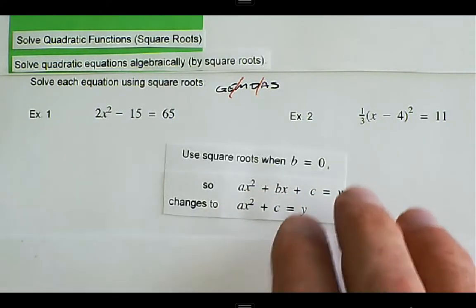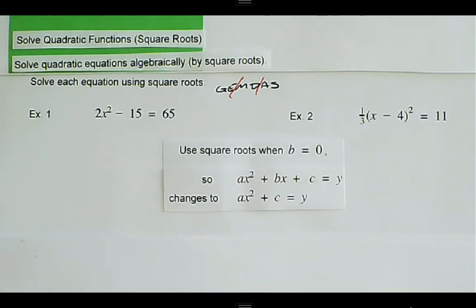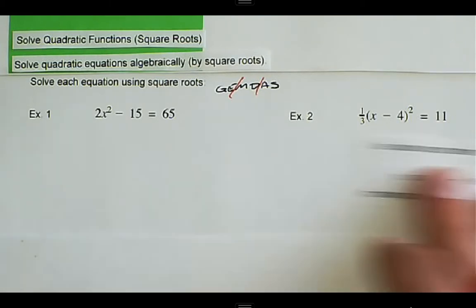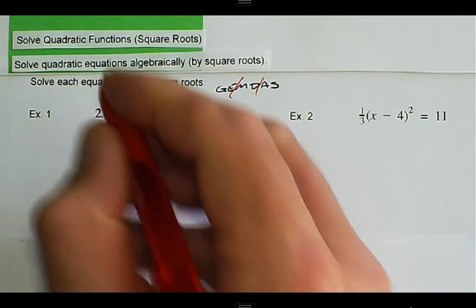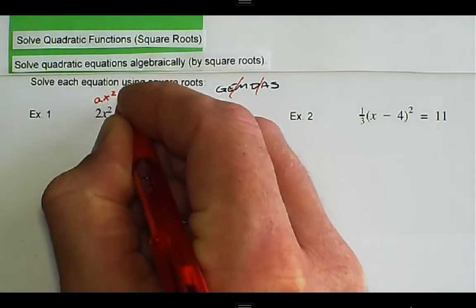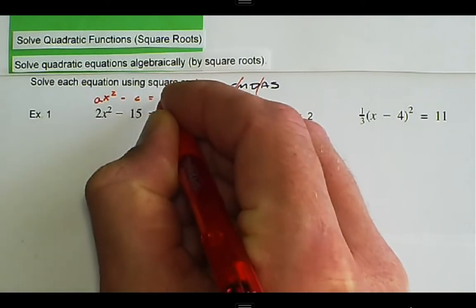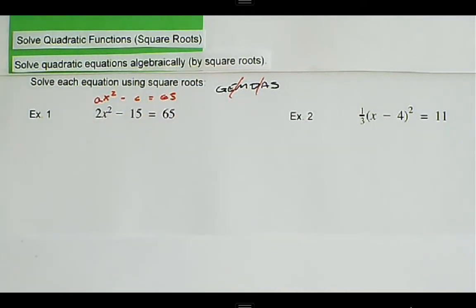But we want to use square roots when the b value in the standard form of a quadratic equation is equal to 0. So in this case, if b is equal to 0, 0 times x, that term drops out, and we're just left with ax squared plus c equals y. So the b term is missing, and in this situation, that's when we can solve using the square root. So as we can see, we have the ax squared, in this case minus c, is equal to 65. The b term is missing, so this one is ready to go solving using the square root.